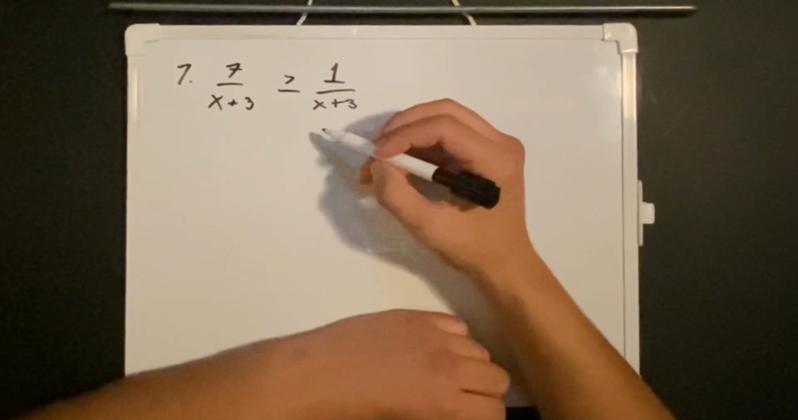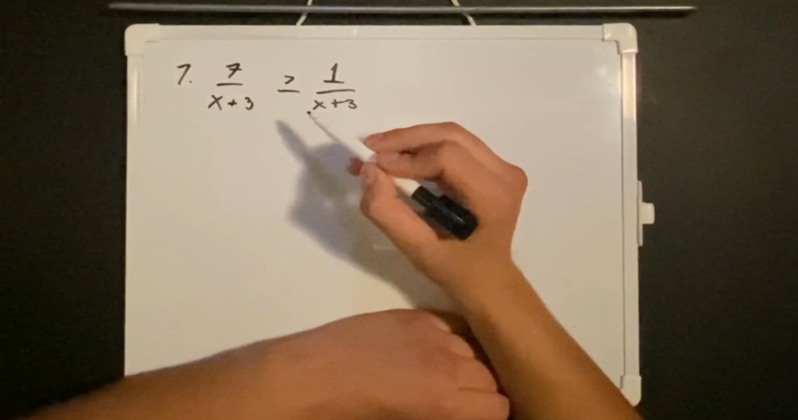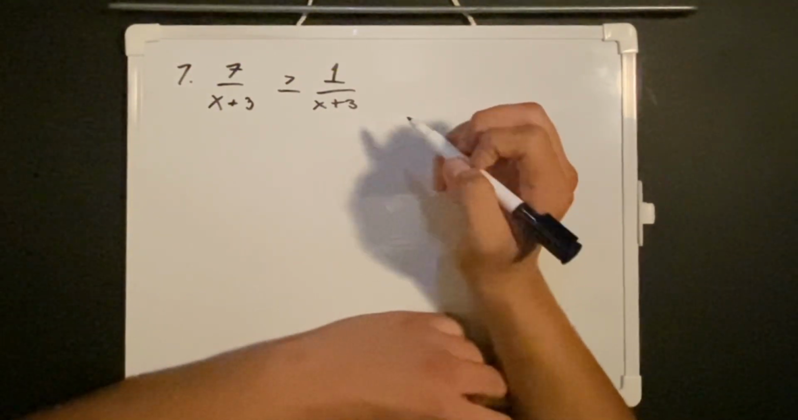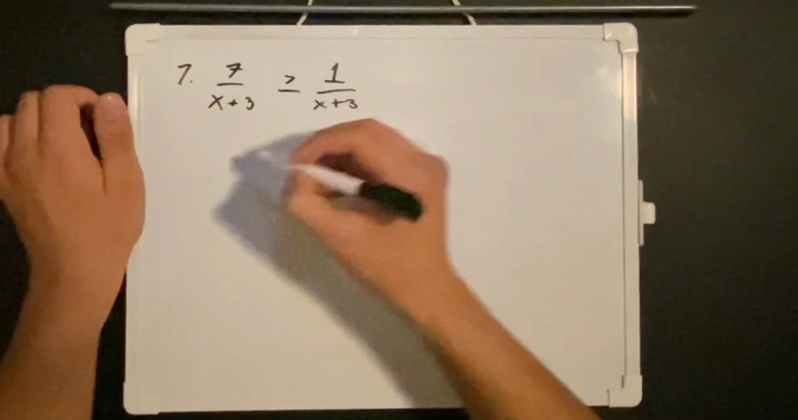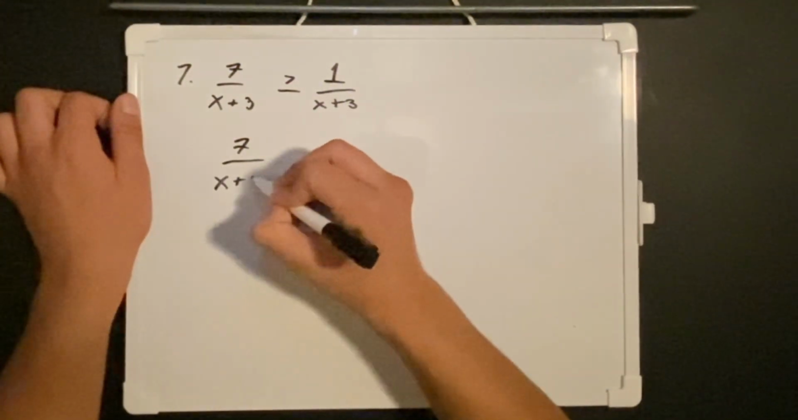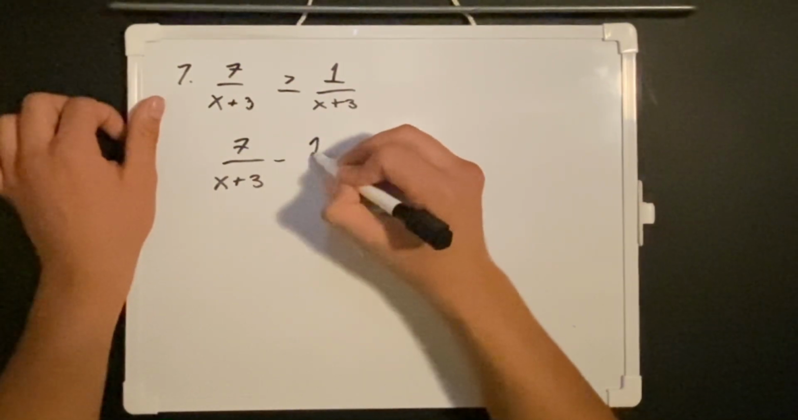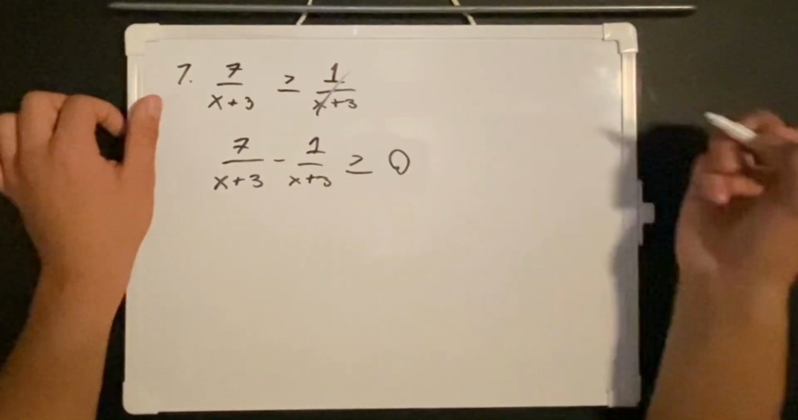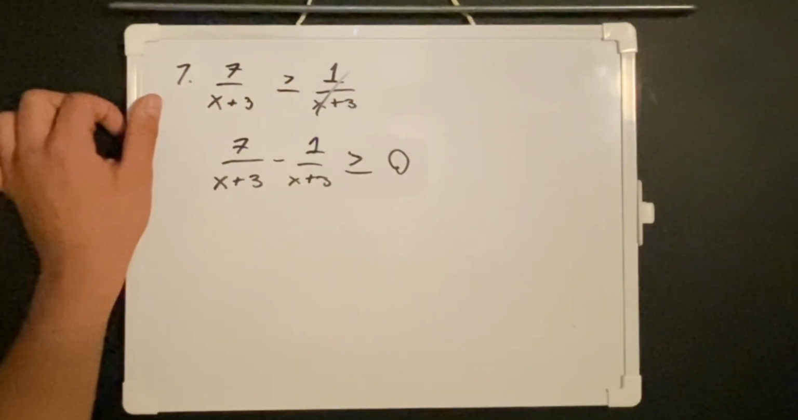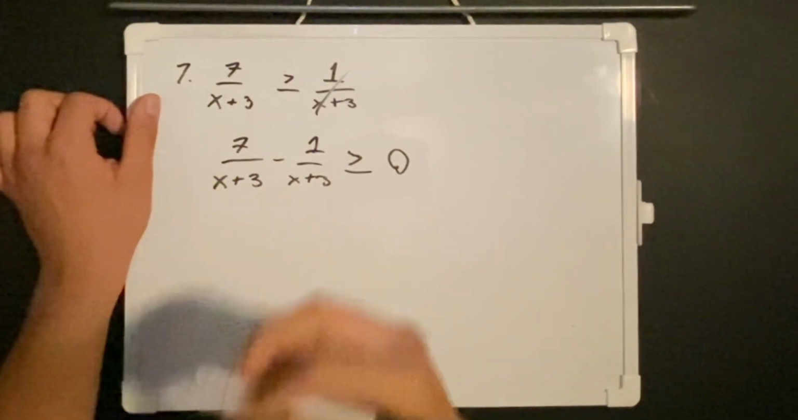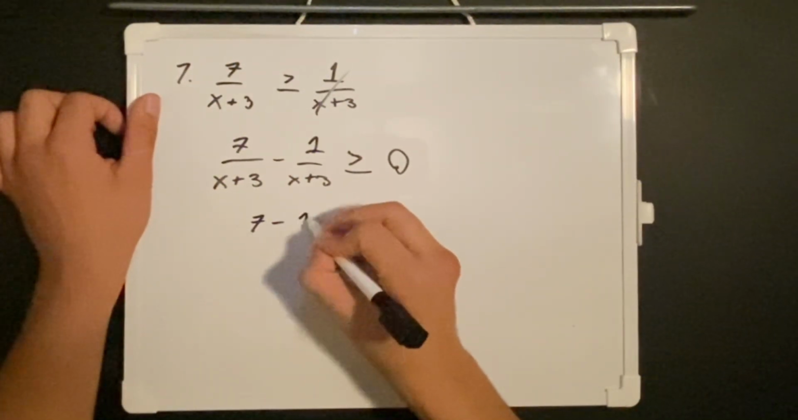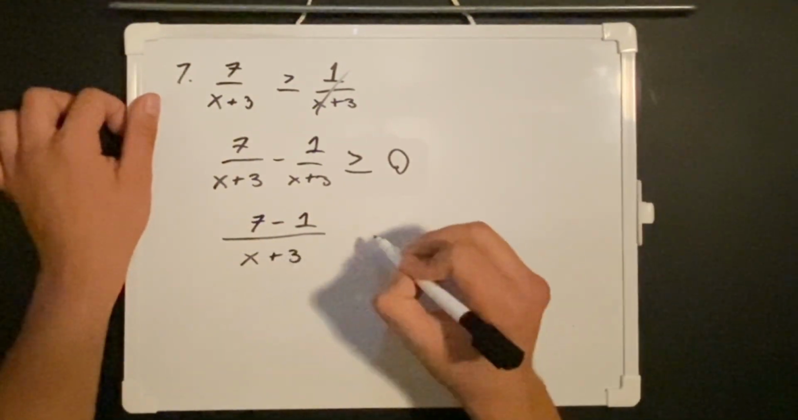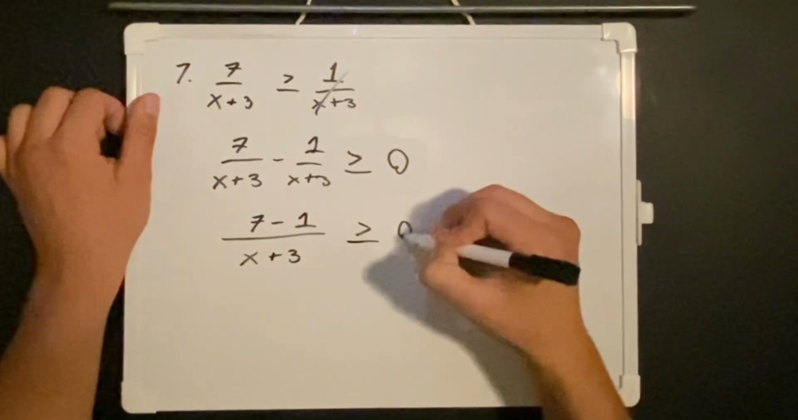For example number 7, we have 7 over x plus 3 is greater than or equal to 1 over x plus 3. Now to solve this, we must have 0 on one of the sides. So we can easily just rewrite the equation as the same, but we add or subtract it to the other side. This cancels out and becomes 0. And now we have it the way we want to solve it. Since the denominators are the same value, we can actually combine these equations to form 7 minus 1 over x plus 3 is greater than or equal to 0.